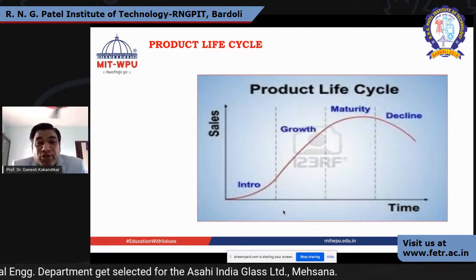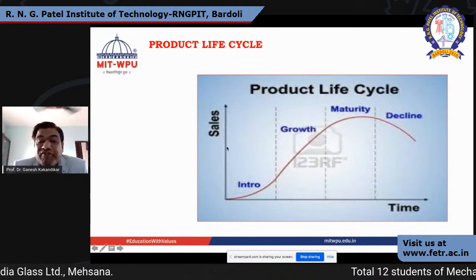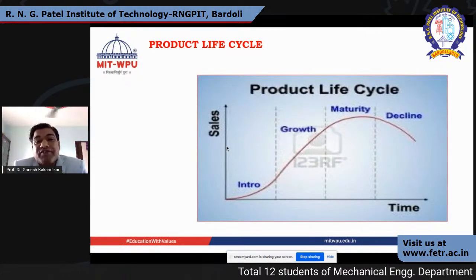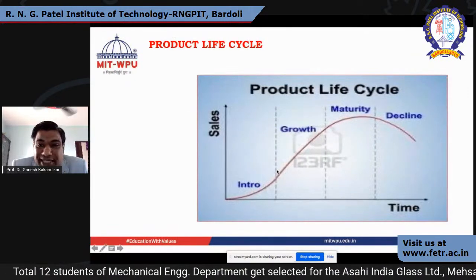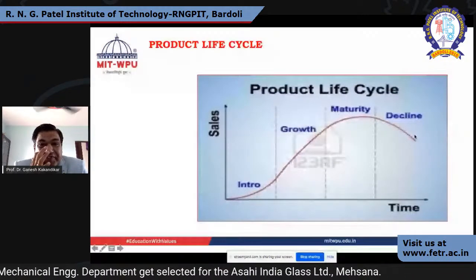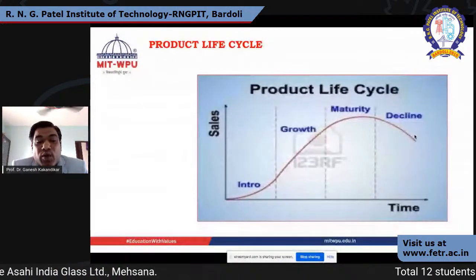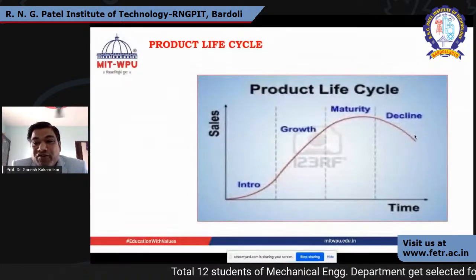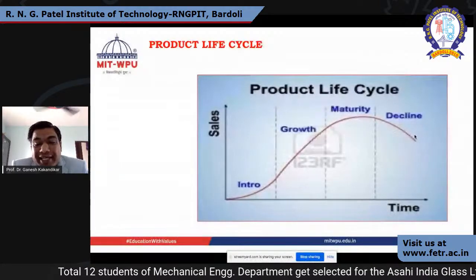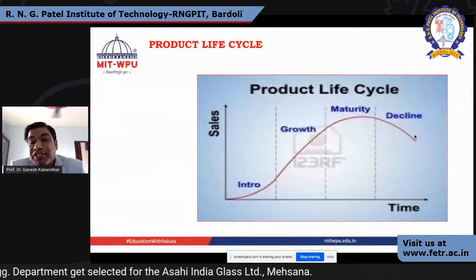If you see this graph that I have plotted, on the x-axis there is time, and on the y-axis there are sales. This is a very familiar concept, a popular concept called product life cycle. And then this curve goes like this. The complete life of a product can be divided into 4 major stages. One is introduction, one is growth, the third one is maturity, and the fourth one is decline. Why does decline happen? Decline happens because some new technology comes and replaces the old one.